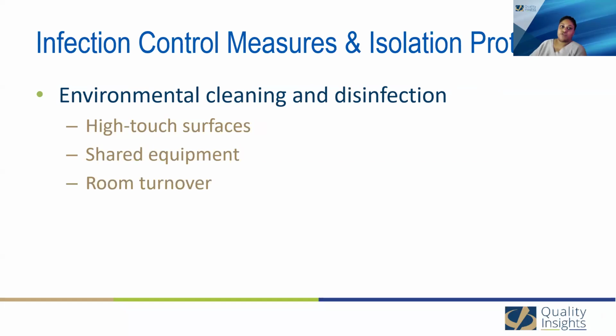Some other infection control measures when we're dealing with infections is our environmental cleaning and disinfection. So we always want to clean and disinfect our high touch surfaces, such as your doorknobs, your bed rails, multiple times a day. You want to make sure that you're using an EPA registered disinfectant suitable for the specific pathogen and ensure the proper dwell time for disinfectants to be effective.